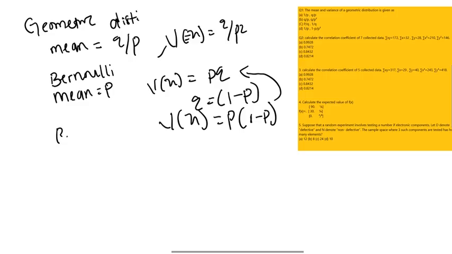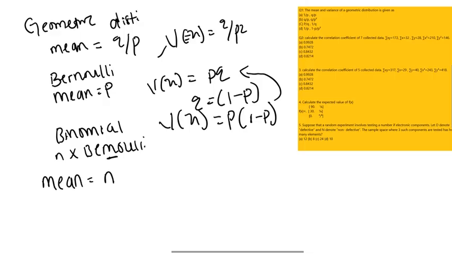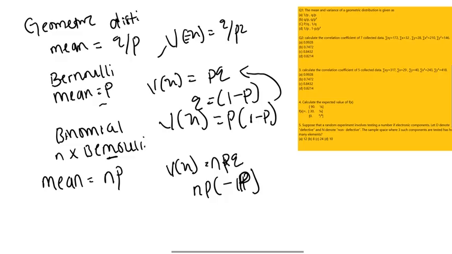Then we have binomial. To get the mean and variance of a binomial distribution, it is just n multiplied by Bernoulli's distribution. So the mean is going to be n times the Bernoulli one, which is p. So np is the mean of a binomial distribution. The variance is going to be n times that of the Bernoulli one, which is pq. So this is going to be npq, or np times 1 minus p. So this is the variance of this.